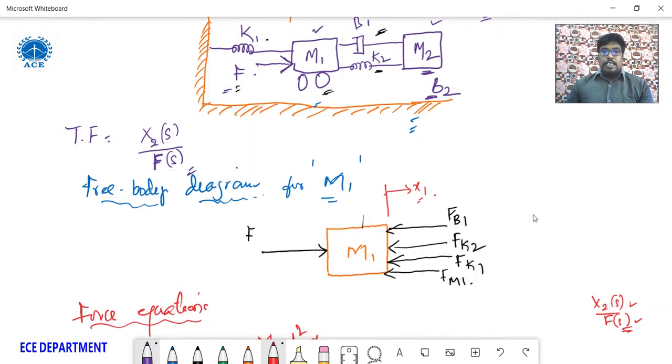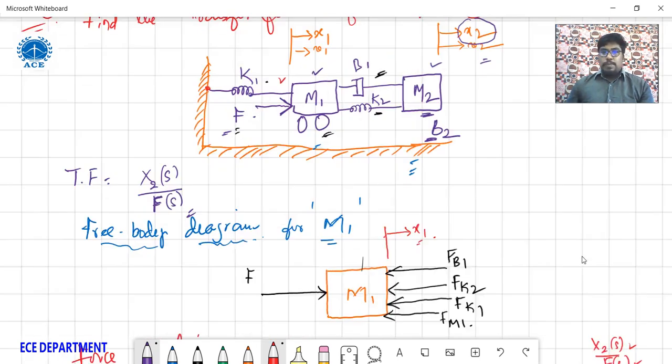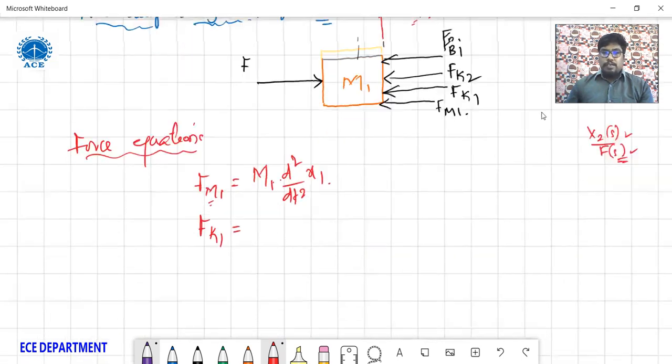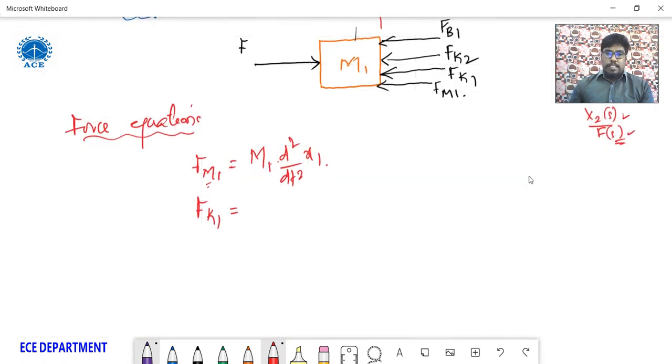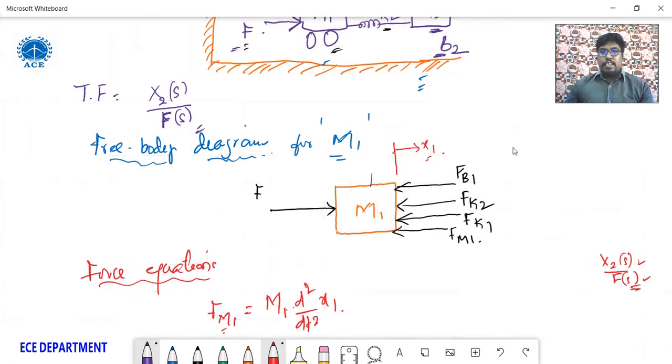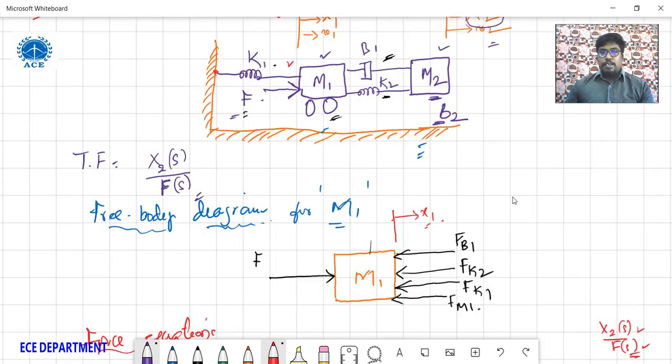K1 is connected between ground and mass 1, so it depends on the velocity V1 and displacement X1. So it's nothing but K1 into X1 directly. Next is FK2, another opposing force. K2 is connected between mass M1 and M2.